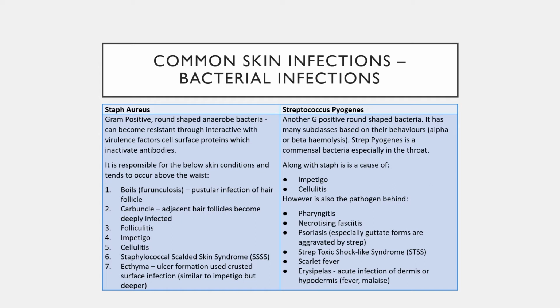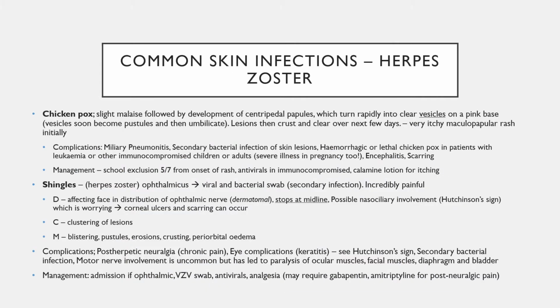Usually quite itchy. There are some complications. Again, a lot of these tend to only happen in immunocompromised children or immunocompromised adults. You can get quite a severe illness in pregnancy. Also, it can be more severe if you get it in adulthood, so if you haven't had it as a child, but that's very rare. You can have scarring from it as well.